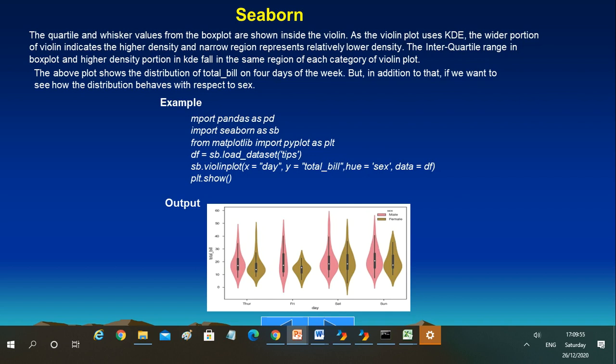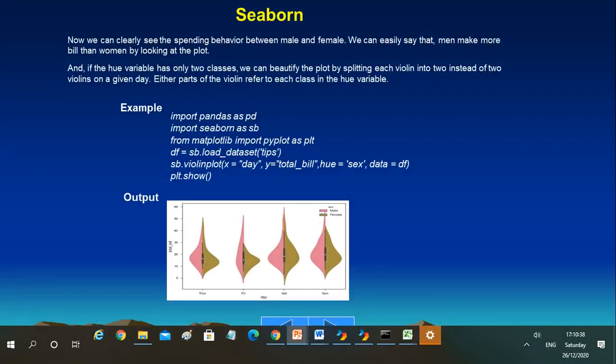The above plot shows the distribution of total bill on 4 days of the week, but in addition to that, if you want to see how the distribution behaves with respect to sex, that means how many males and females have visited, import pandas as pd, import Seaborn, then matplotlib, then load_dataset tips, sb.violinplot, x is equal to day, y is equal to total bill, hue is equal to sex, because that is what we want to have the difference. Data is equal to df and plt.show. So you can see that for every day you are now getting how many males and how many females. That is further information that you are getting about your dataset.